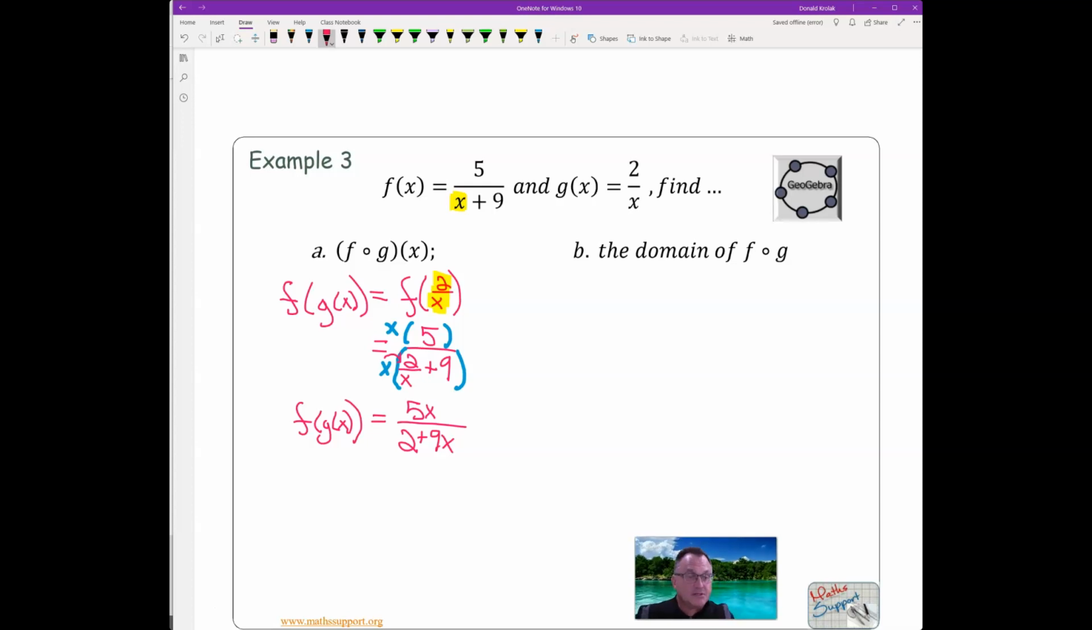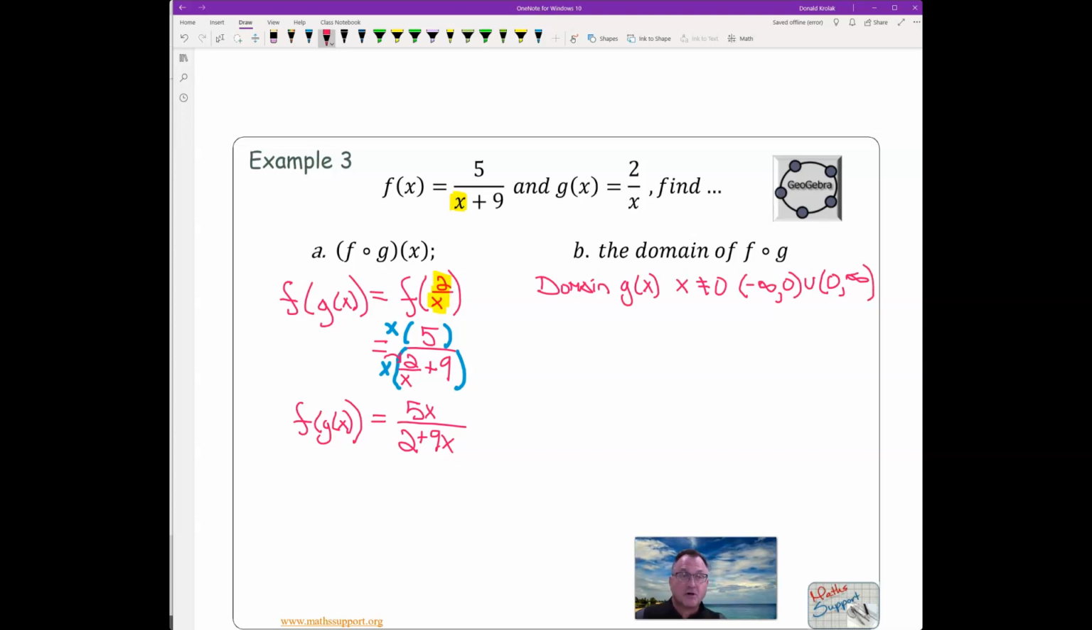All right, now what I'm going to do is first find the domain of my inner function. So in this case, my inner function is g of x. So the domain of g of x is not allowed to equal 0. So in interval notation, that would be -infinity to 0, not including 0, or from 0 to positive infinity.